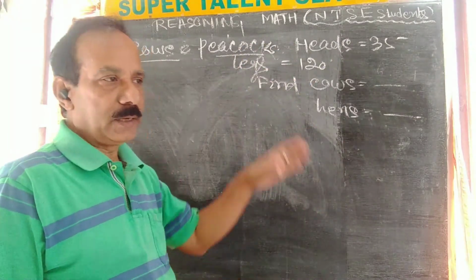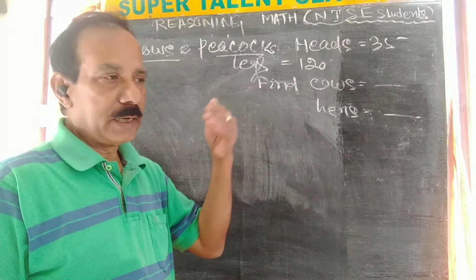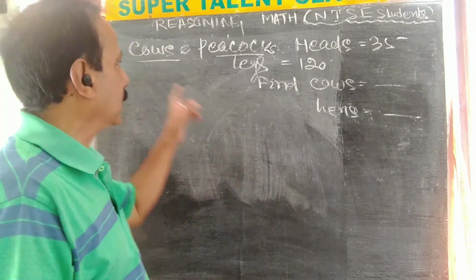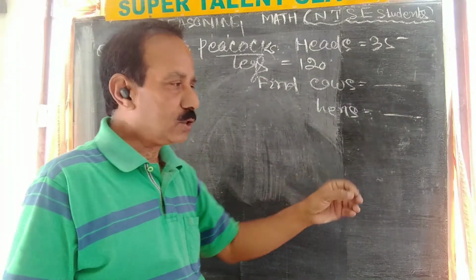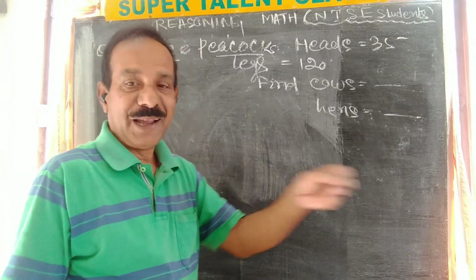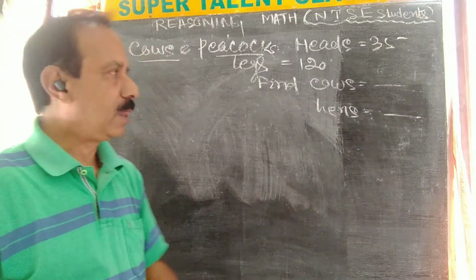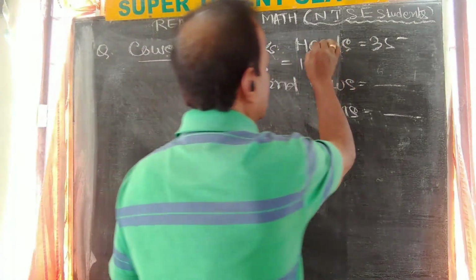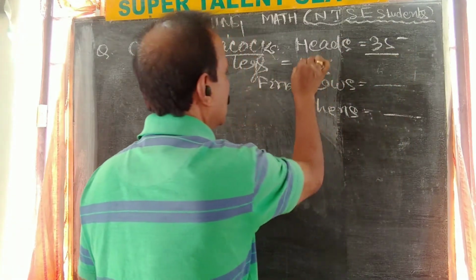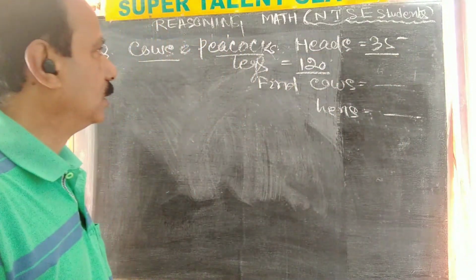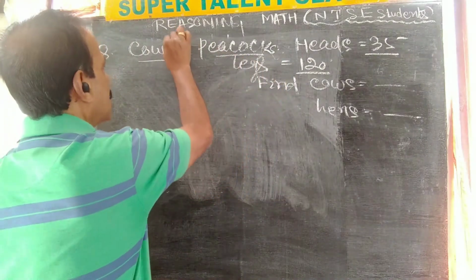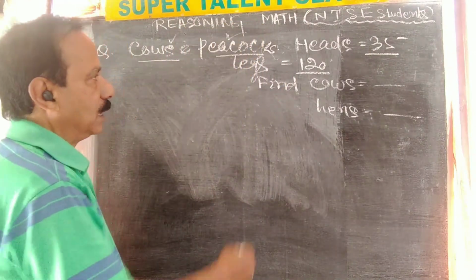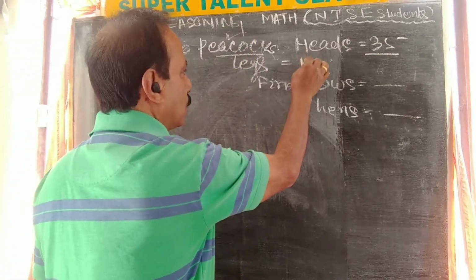So the speed, accuracy, intelligence, intelligent quotient, smartness, everything. Questions will be much more long. Just read once and pick up the fundamentals right in the thought. So you see, peacock's heads 35, legs 122. Heads means total number of cows and peacocks. Legs means total number of legs.